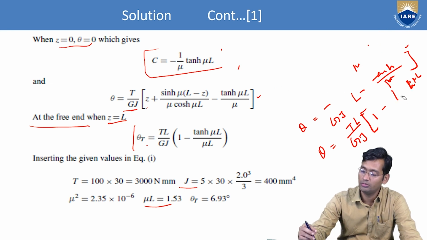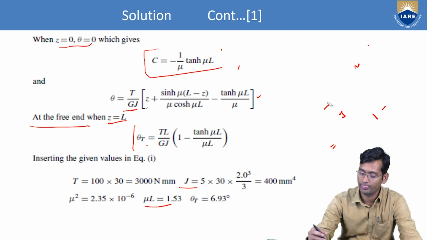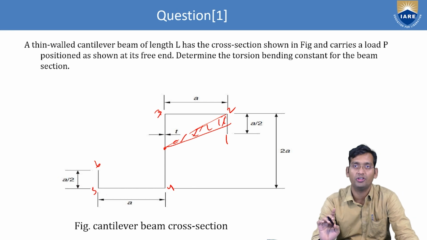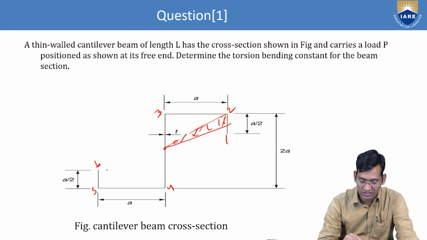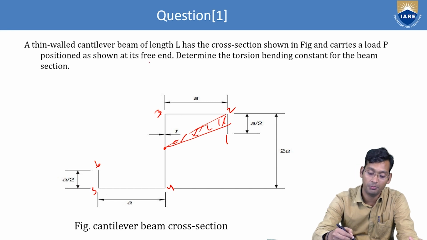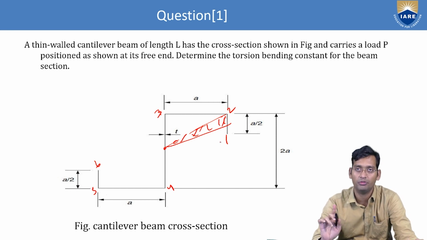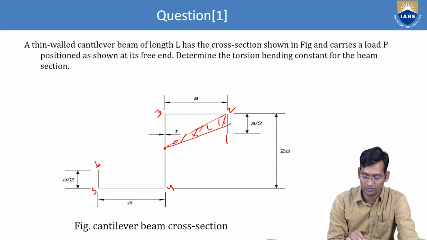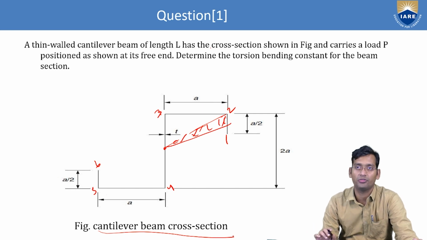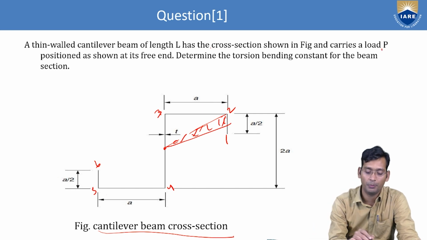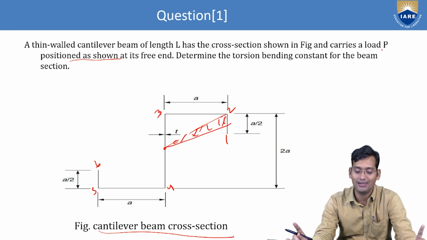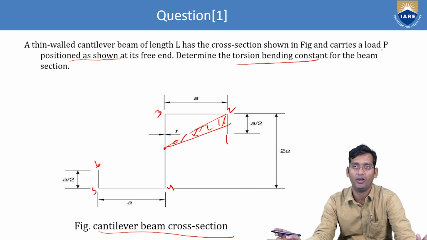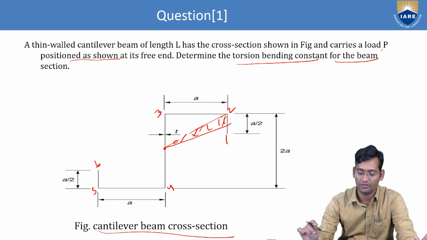Okay, so let me recall quickly. Now the question is what? A thin wall cantilever beam of length L. So this is just a cross section. This is not the cantilever; the cantilever's back side is there. This is the free end of this one, right? Because a cantilever should be fixed from the other side. So this is just a cross section of that one, and that's why it's written here: cantilever beam cross section, shown in figure, and carries a load P, positioned as shown at its free end. Determine the torsion bending constant that we have to find for the beam section.